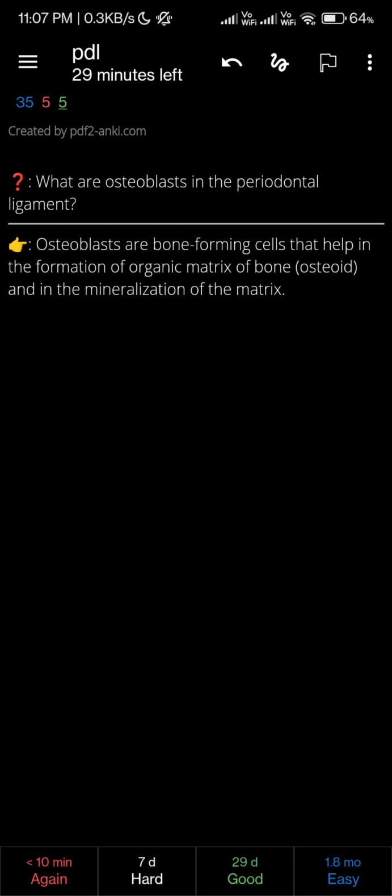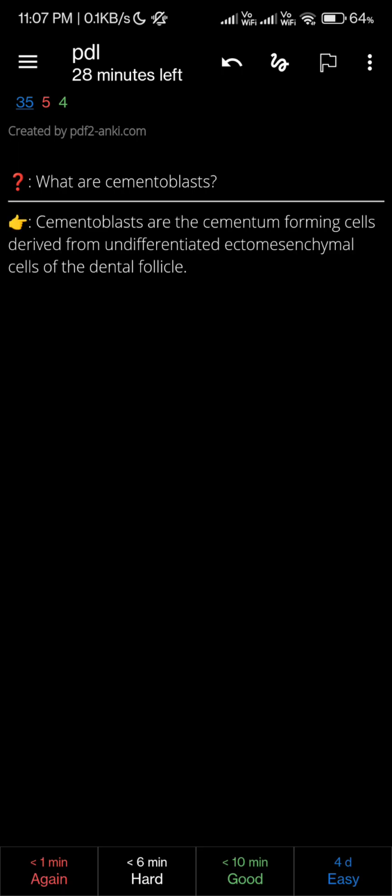So what are osteoblasts in the periodontal ligament? They form bone, the organic matrix, the osteoid, and also help in mineralization of the matrix. So what are cementoblasts? Cement forming cells that cover the root of the tooth, derived from undifferentiated ectomesenchymal cells of the dental follicle.